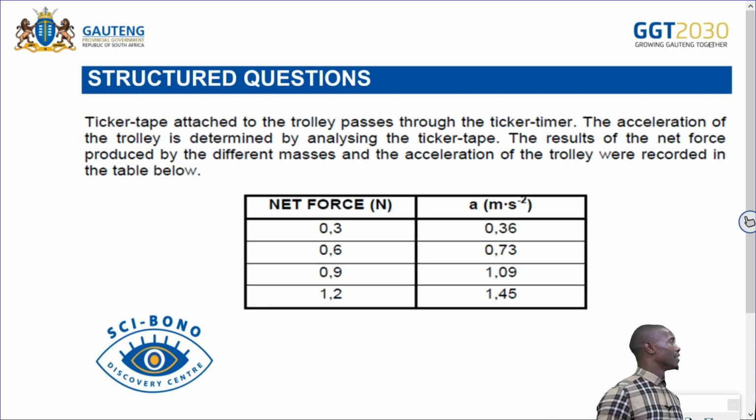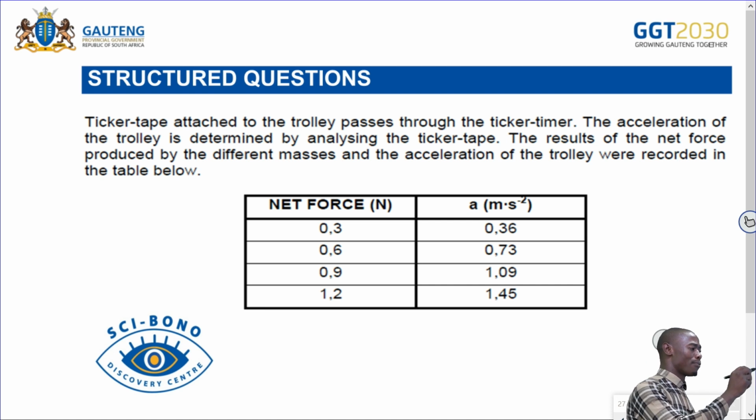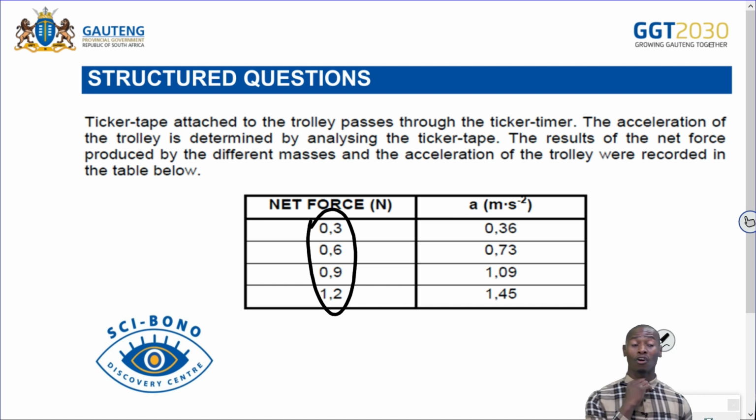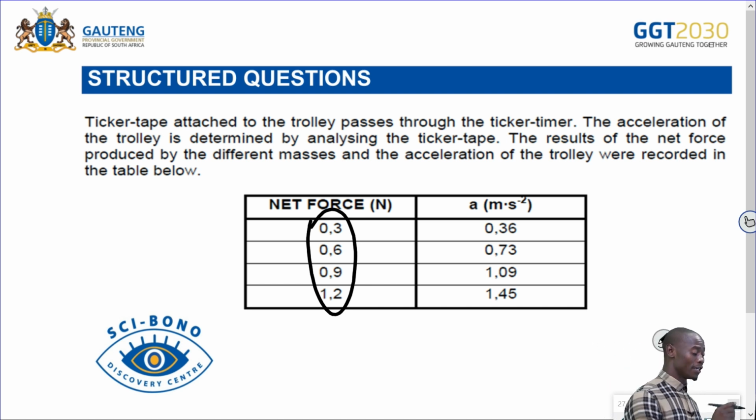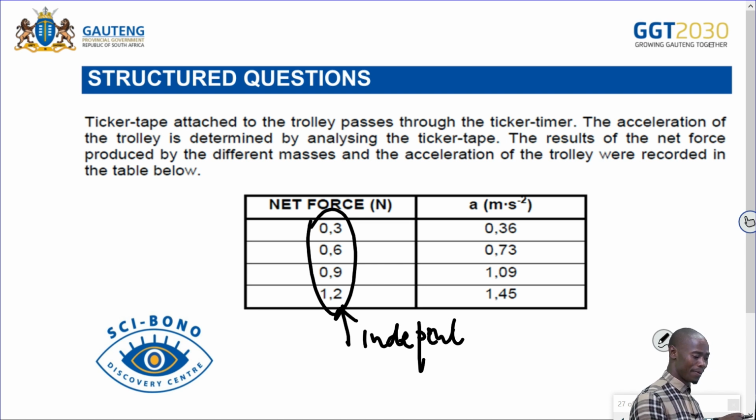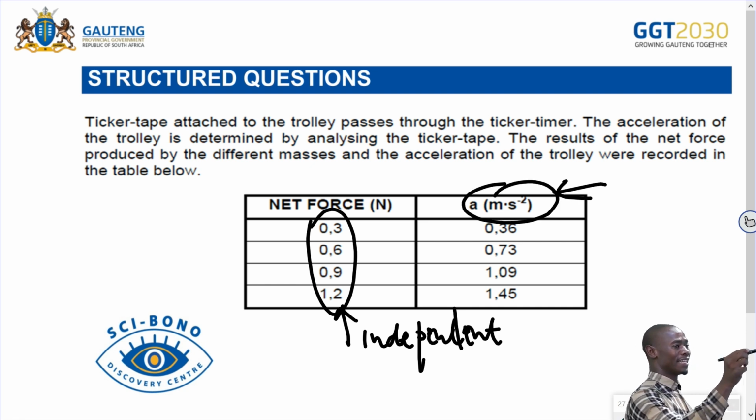All right. So the ticker tape attached to the trolley passes through the ticker timer. The acceleration of the trolley is determined by analyzing the ticker tape. The results of the net force produced by the different masses, and the acceleration of the trolley were recorded in the table below. So you can see what was manipulated here. It's the net force. You can see there's a constant difference here. So this will be our independent variable, and then the acceleration will be the dependent.